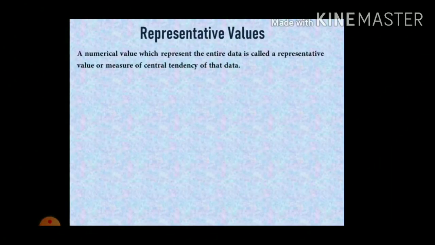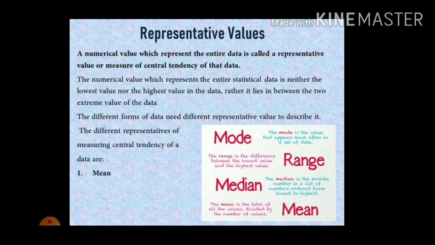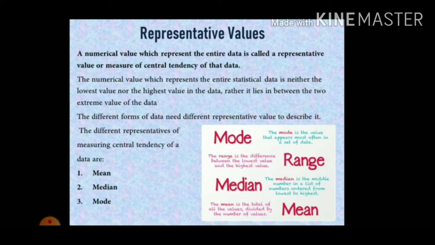Next, let us learn about the different representative values. A numerical value which represents the entire data is called a representative value, or measure of central tendency of that data. The numerical value which represents the entire statistical data is neither the lowest value nor the highest value of data. Rather, it lies in between the two extreme values of data. So basically, there are three types of representative values, that is mean, median, and mode.